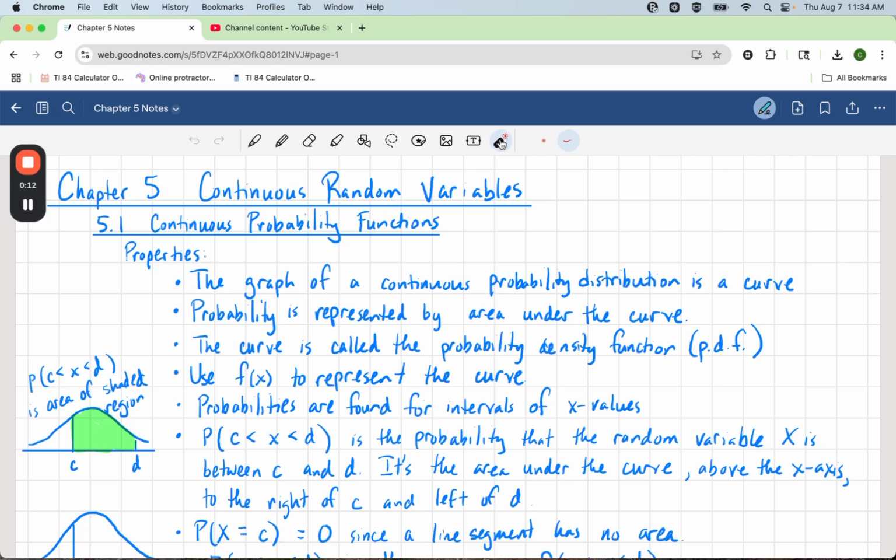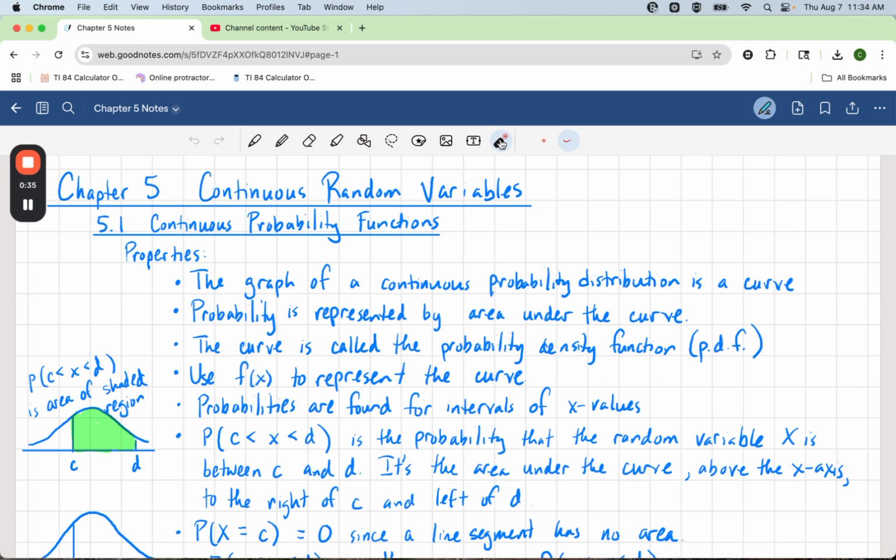Properties. The graph of a continuous probability distribution is a curve. The probability is represented by the area under the curve. The curve is called the probability density function, the PDF, where you can use a function notation to represent the curve like f of x. The probabilities are found for intervals of x values.